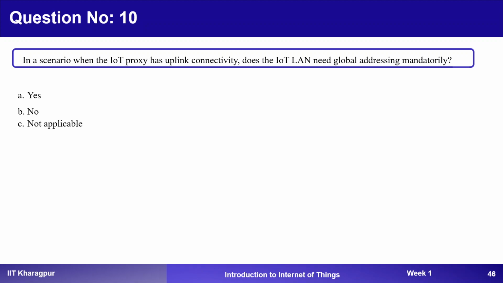Second one is both statement 1 and 2 are true. Third one is statement 1 is false but statement 2 is true. Fourth one is statement 1 is true but statement 2 is false. Anyone? Okay. So here both the statements are true.